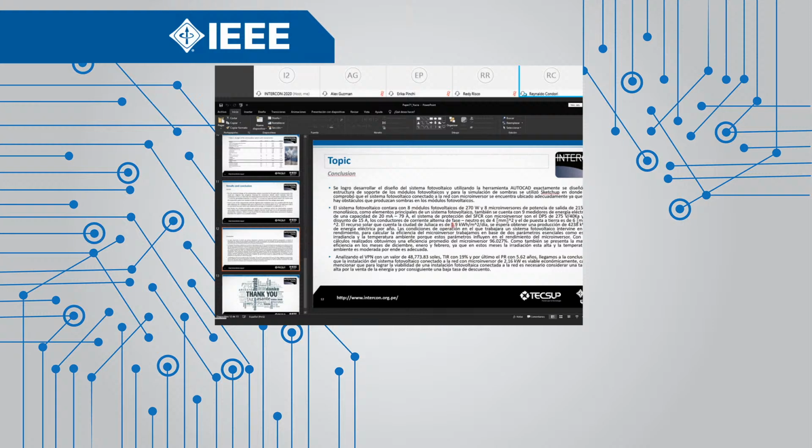Analyzed, the result for the project is 773.83 soles per month in Peruvian money, with a TIR of 19% and a payback period of 5.62 years. This is all. Thanks.